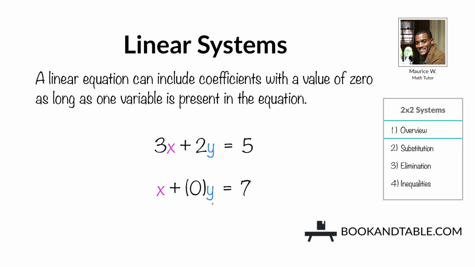x plus 0y is equal to 7 is also fine. This would be x is equal to 7. So as long as you have one of the two variables present, then you're all set.